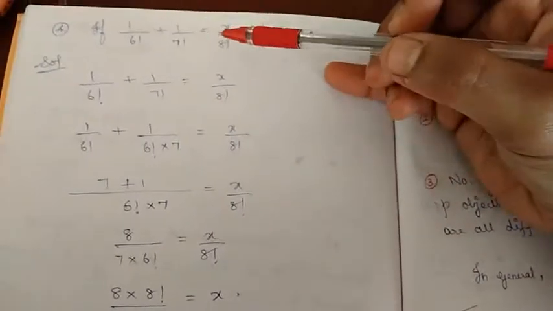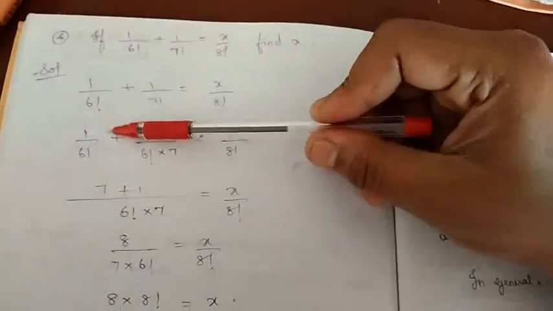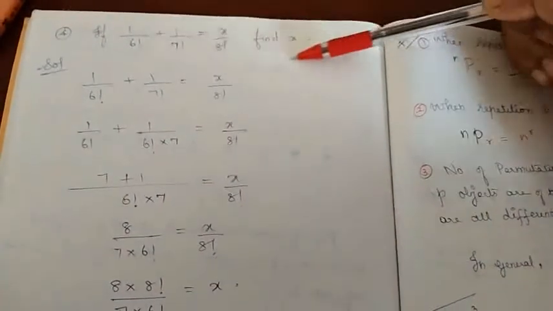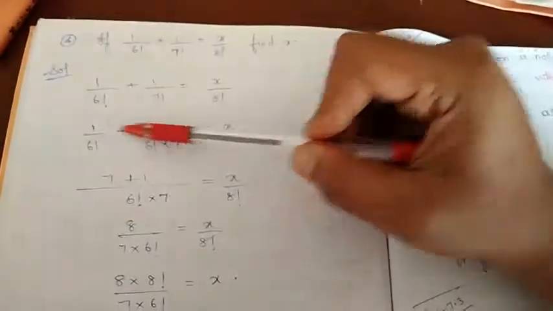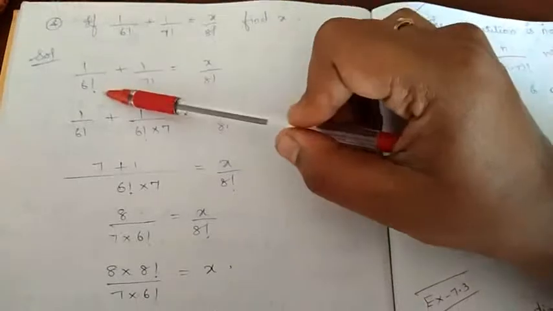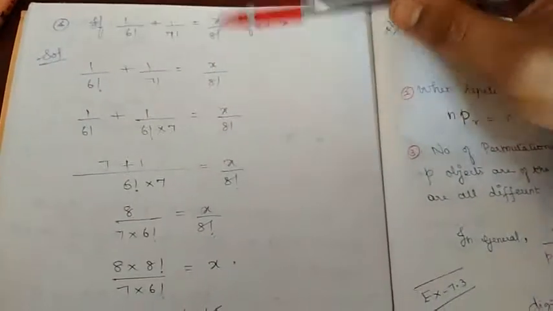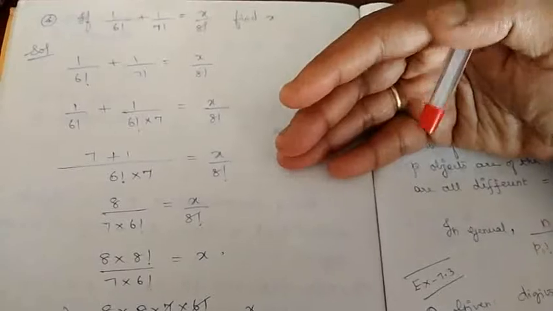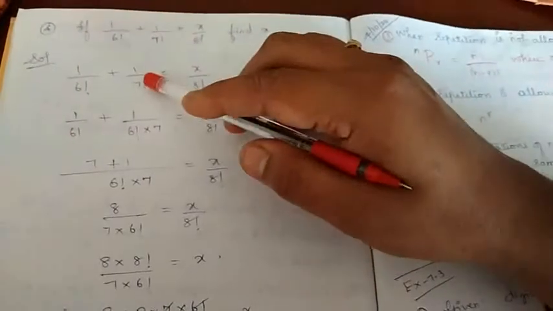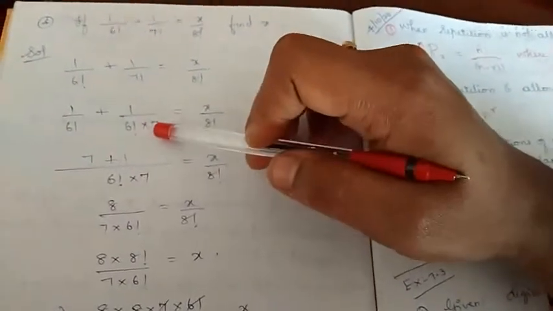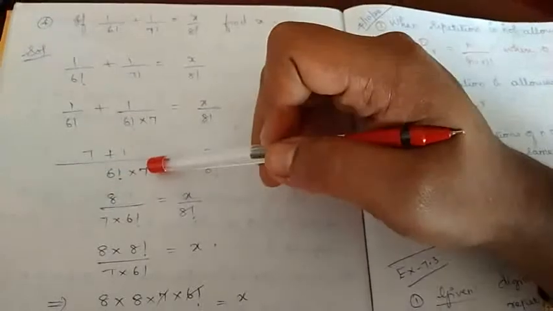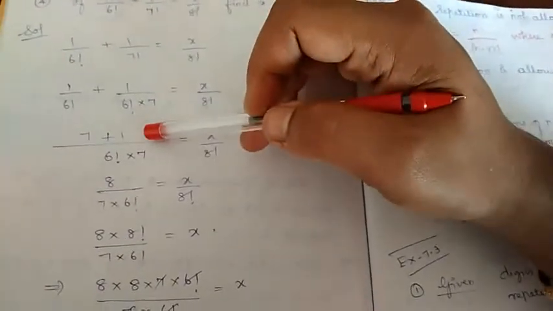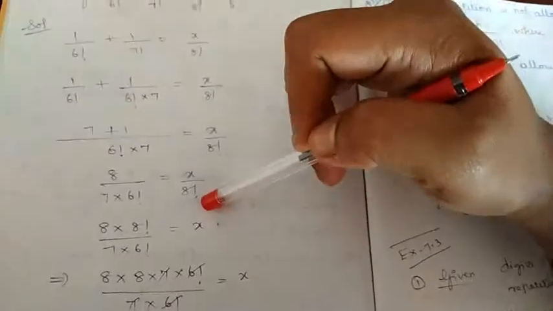This is another question on factorial. See, 1 by 6 factorial plus 1 by 7 factorial equals x by 8 factorial. They asked you to find the unknown. So how will you take the LCM? You should not find out what is 6 factorial, 7 factorial, 8 factorial, and then do the normal procedure. As I told you, use your properties. 7 factorial can be written as 6 factorial into 7. So the LCM will be 6 factorial into 7. So you have to multiply by 7 plus 1. Right? So 8 is equal to x by 8 factorial.